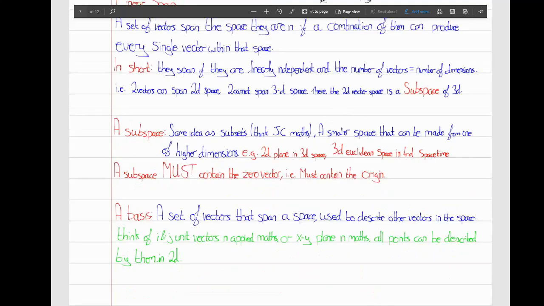A subspace, a similar idea to that of subsets in junior cert maths. A smaller space can be made from one of higher dimensions. So for example, you can have a 2D plane in a 3D space. You can have 3D Euclidean space in 4D spacetime. These are subspaces, but don't forget that a subspace must contain the 0 vector in order for it to be a subspace. Lastly, a basis is a set of vectors that span a space. It's used to describe the other vectors in the space. For example, the XYZ coordinates are used to describe a basis of 3-dimensional space.